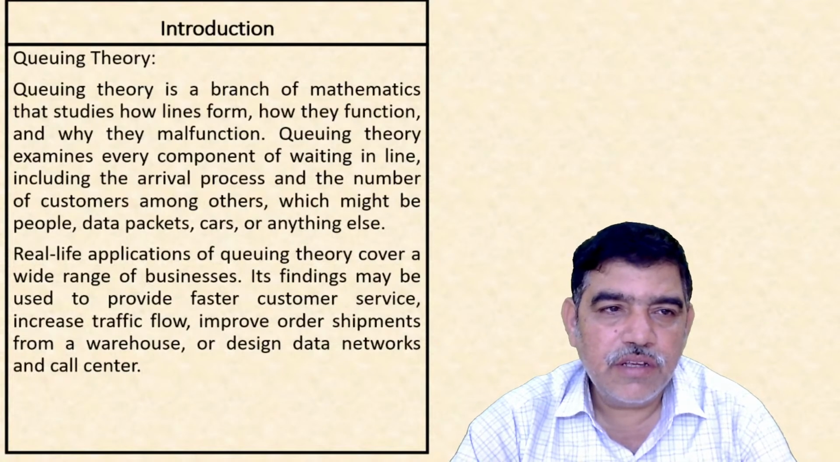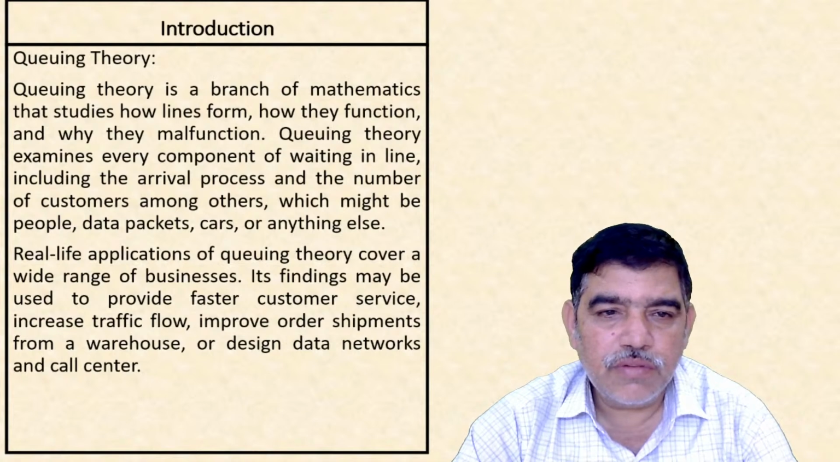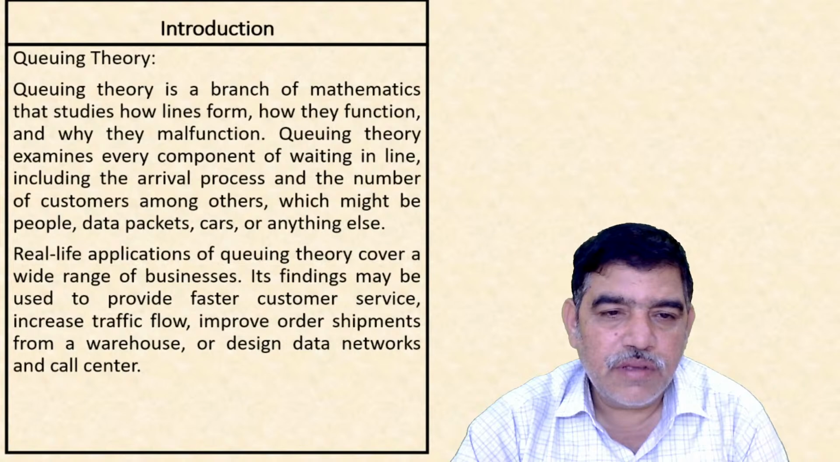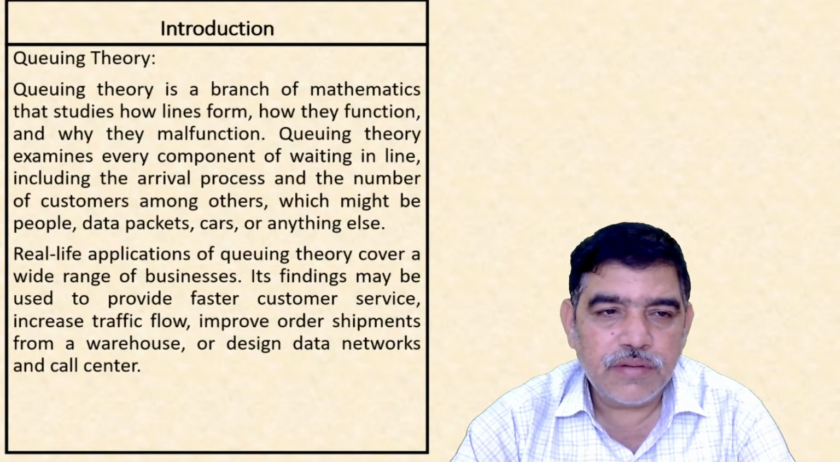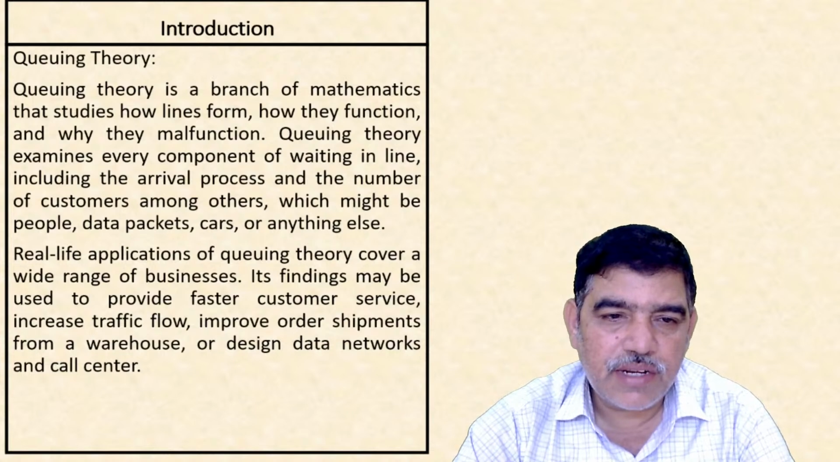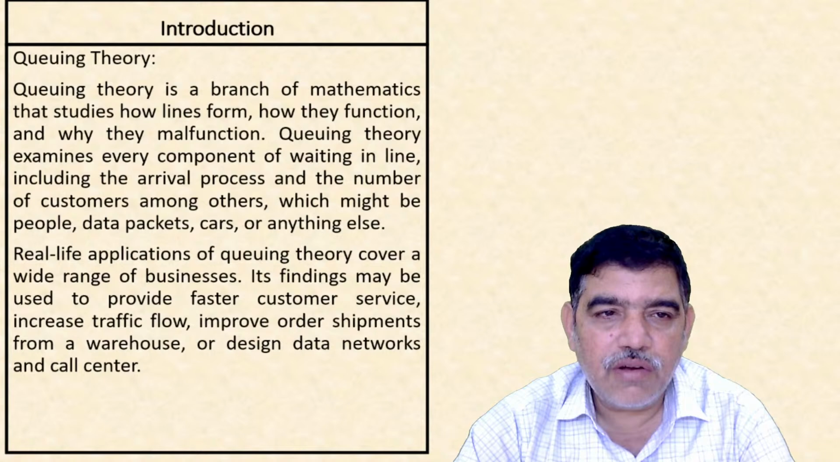Now we discuss what queuing theory and queuing model actually are. Before we discuss queuing theory, it is essential to know why the queue occurs. When customers are standing near a server or service point for their turn, and at the service point the server gives the service in a particular time, if that time is greater than the customer's arrival time, then the queue occurs. So queuing theory is a branch of mathematics that studies how lines form, how they function, and why they malfunction.